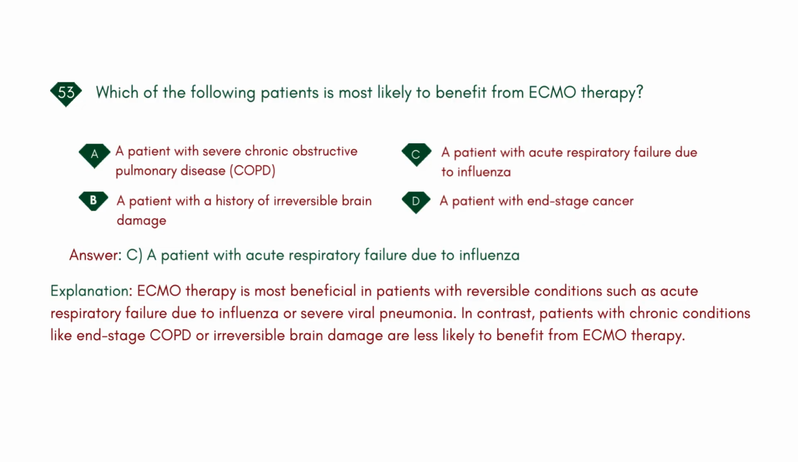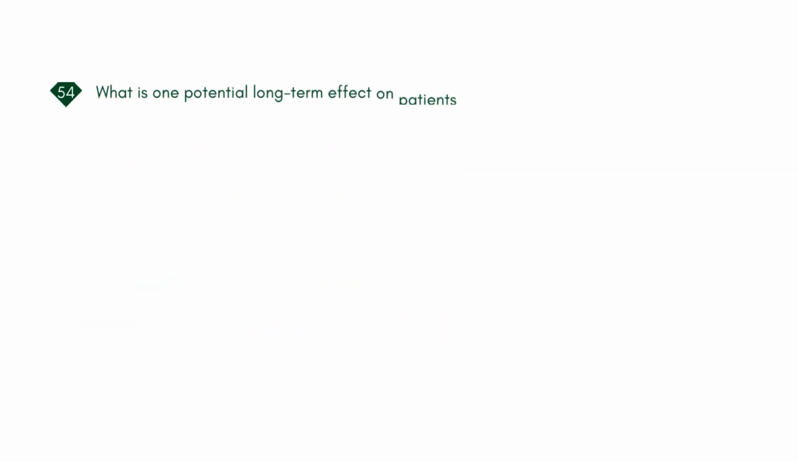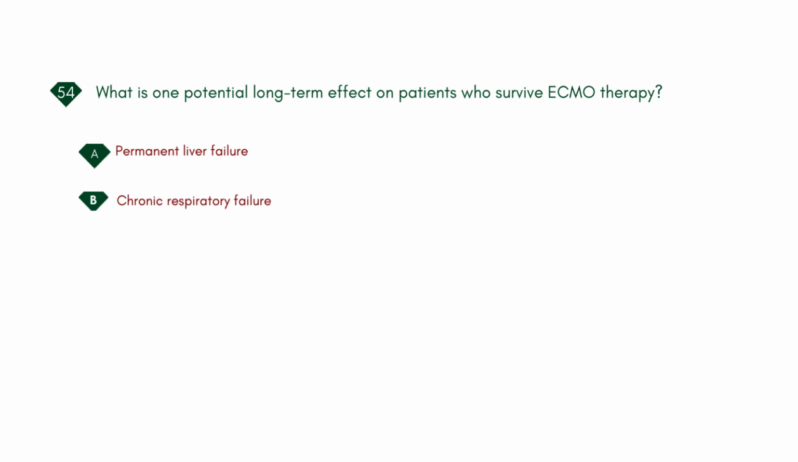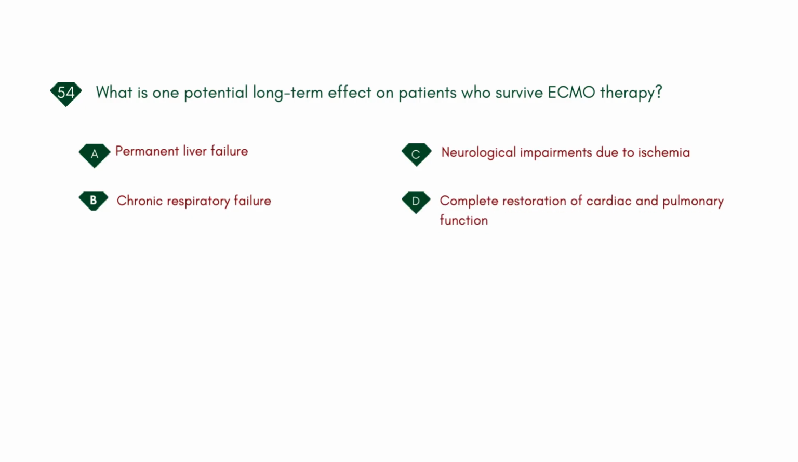benefit from ECMO therapy. What is one potential long-term effect on patients who survive ECMO therapy? A. Permanent liver failure. B. Chronic respiratory failure. C. Neurological impairments due to ischemia. D. Complete restoration of cardiac and pulmonary function. Answer: C. Neurological impairments due to ischemia.